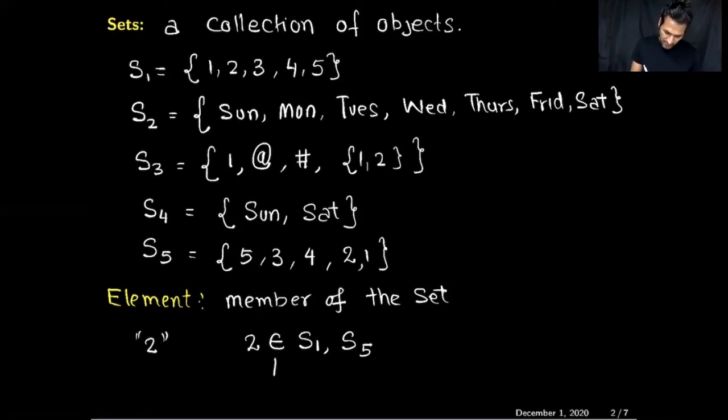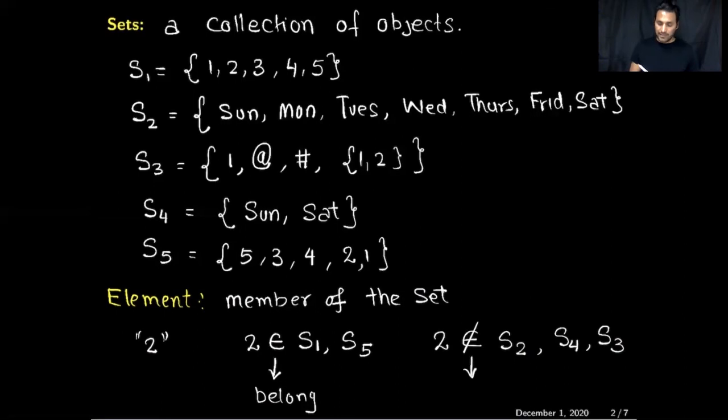This symbol is used to say belongs. So 2 belongs to, or 2 is an element of, the sets S1 and S5. And it is also clear that 2 is not an element of sets S2, S4, and S3. We use this symbol, basically a rounded E with a slash, to write does not belong. It means if some element is not in the set, then we write that 2 does not belong to the sets S2, S4, and S3.